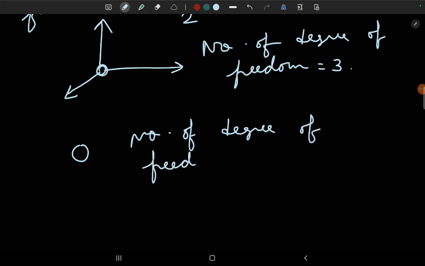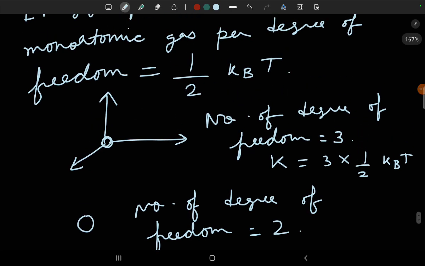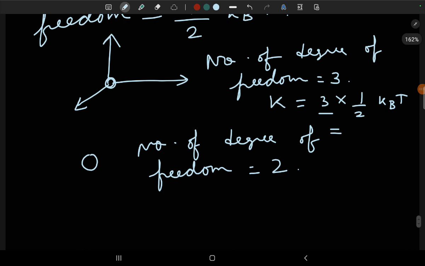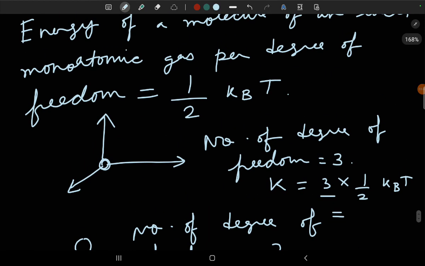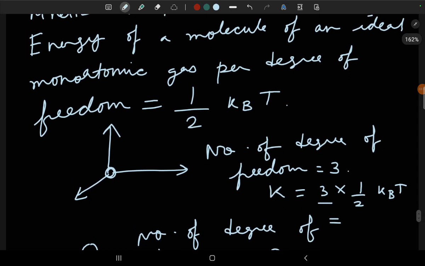was equal to 2. Now this kinetic energy in the 3D case would be 3 into half kBT, because this was the kinetic energy per degree of freedom and the number of degrees of freedom was 3. We multiply by 3 and get the total kinetic energy of the system as 3 by 2 kBT. For the 2D case, it is 2 into half kBT, which is nothing but kBT. This is what we should know about the equipartition principle.